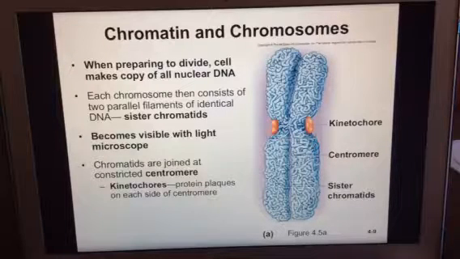Chromatids are joined at a centromere, which is in the middle. That line is kind of weird how it's pointed. It is a bracket. It's basically the indented part. If you think of the chromosome as kind of an X shape, it's that crossing point, holding those two chromatids together.